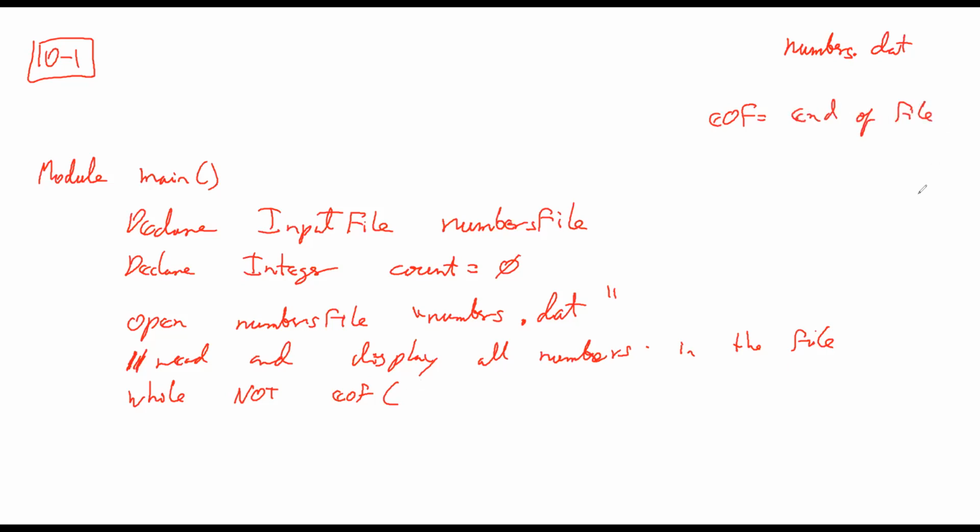It's just a way that, when we use this open command and create that object, it has a property that allows it to know when you're at the end of a file. So while not end of file of numbers file, remember this one, right? Numbers file.